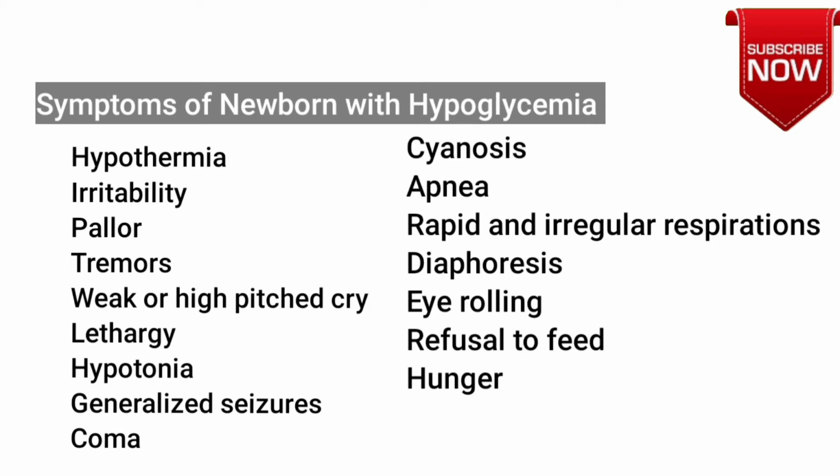Symptoms of newborn with hypoglycemia: hypothermia, irritability, pallor, tremors, weak or high-pitched cry, lethargy, hypotonia, generalized seizures, coma, cyanosis, apnea, rapid and irregular respirations, diaphoresis, eye rolling, refusal to feed, hunger.